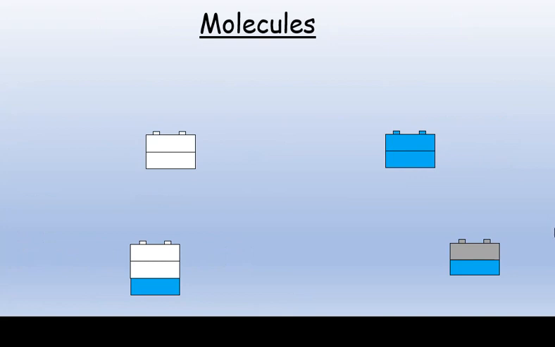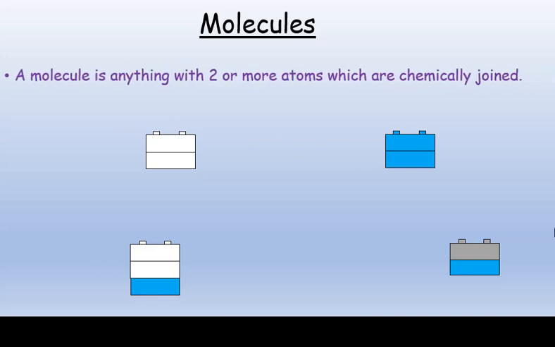Okay, but today's all about molecules. A molecule is anything at all that's got two or more atoms chemically joined. So straight away in this image I can see 4 pictures, but in each picture there are two or more atoms and they're joined. So I'm looking at molecules.